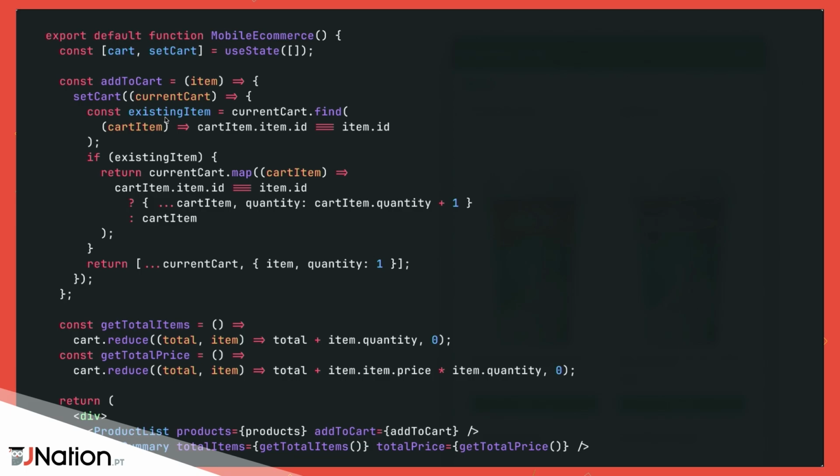So here we have our e-commerce, very simple. I have some state, and I have a function that adds products to the cart, and I have some helpers here that give me the total amount of items, and so on. And here on the bottom, I have the UI. So here you can see this is an opportunity for us to improve performance.